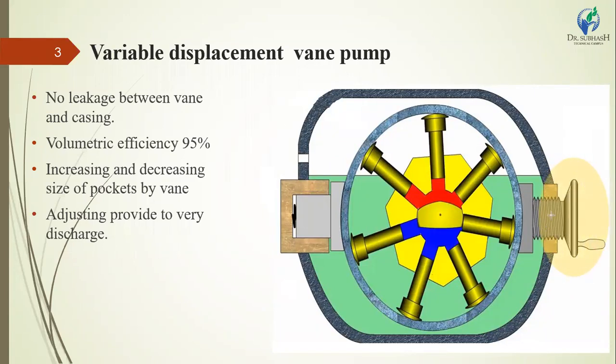If you move this screw inside, the internal ring is compressed and it creates a small area, decreasing the flow rate. If you move this adjusting screw to the outer side, the circular ring expands and gives a larger pocket size between the two vanes, so it creates a higher discharge. It depends on the user how much outlet flow is required.